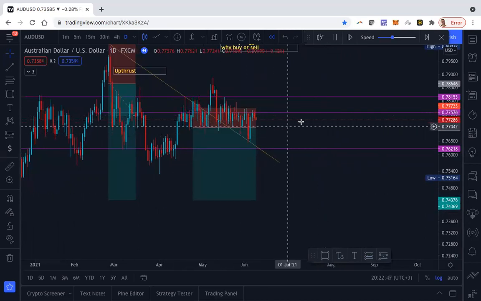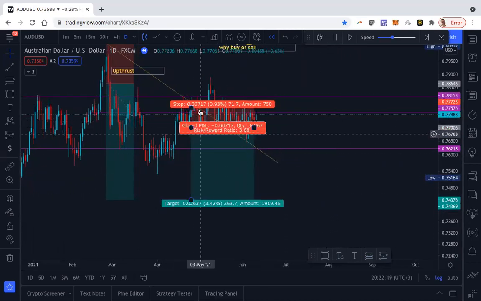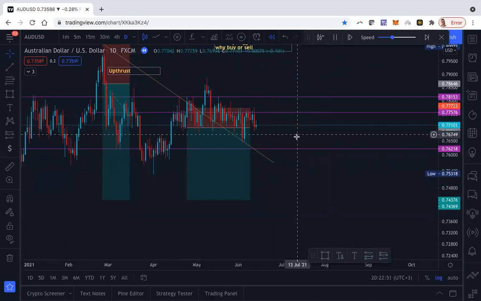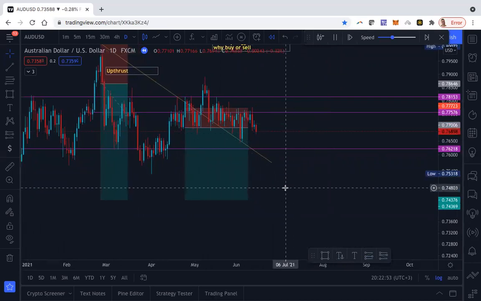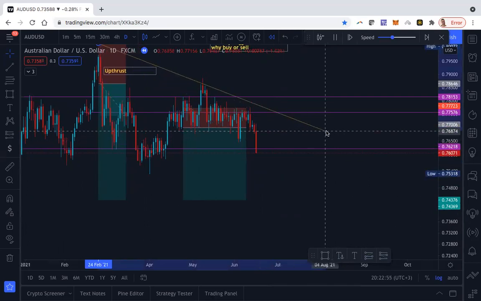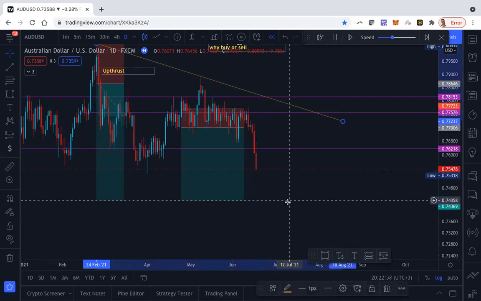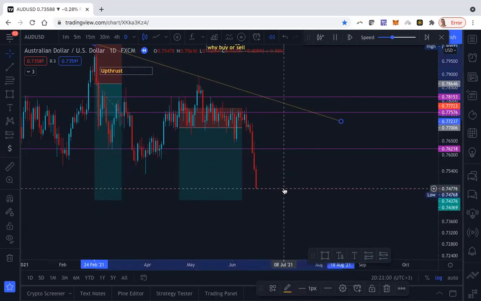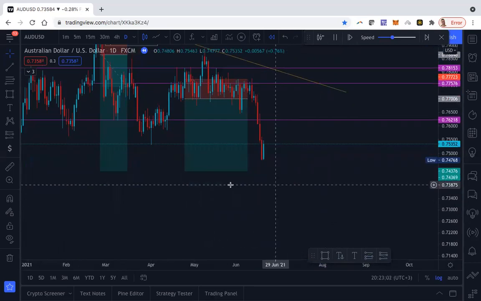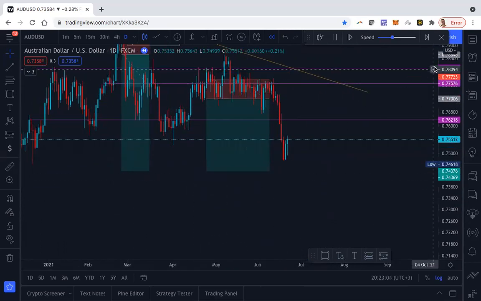So really just in a sideways, ugly space here. But my bias is still down. Okay, guys, there we go. And finally, guys, we are hitting target.